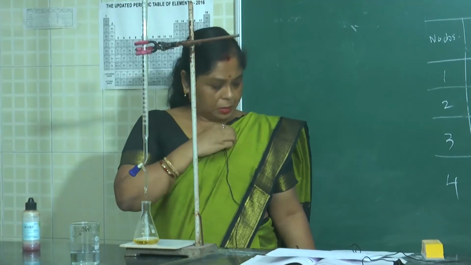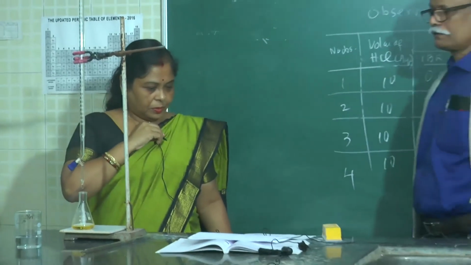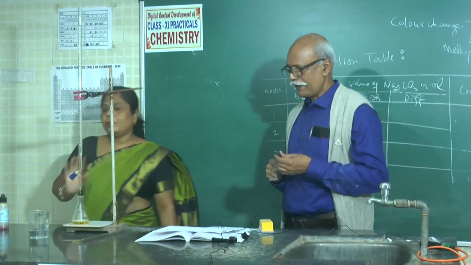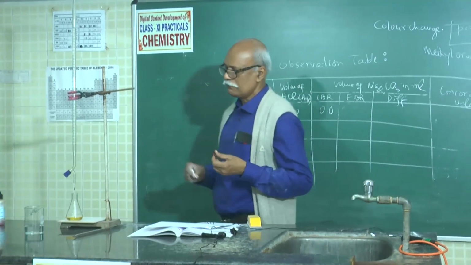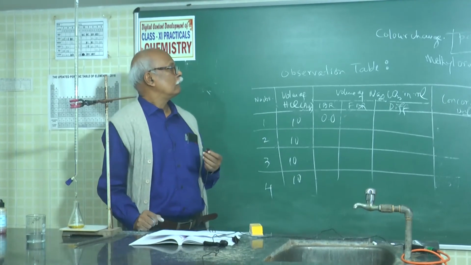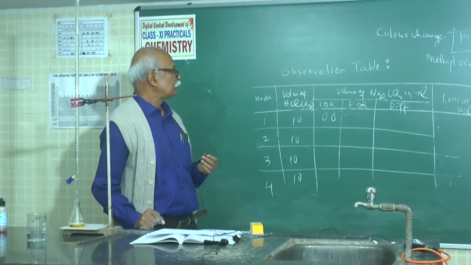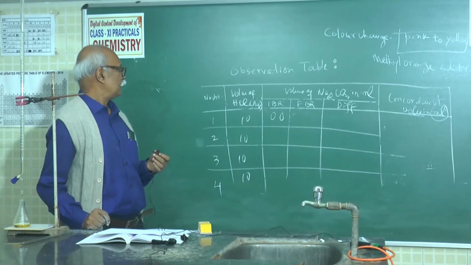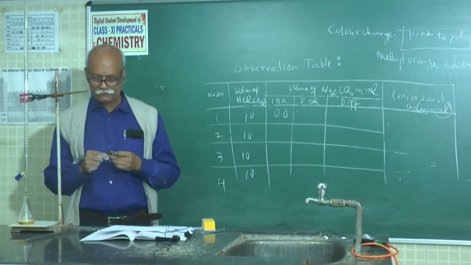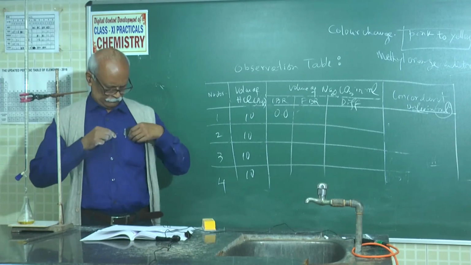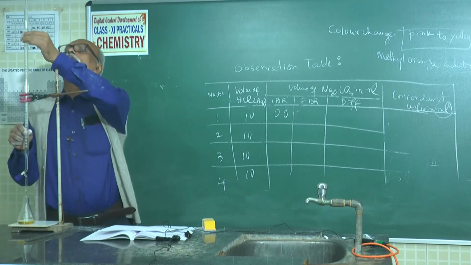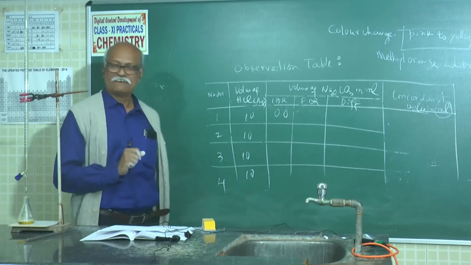Now let us see what the difference of the final burette reading is. This is the color change; it can change from pink to orange also. The yellow color will be in your alkaline medium and the acidic color is pink. So you see, now the final burette reading.